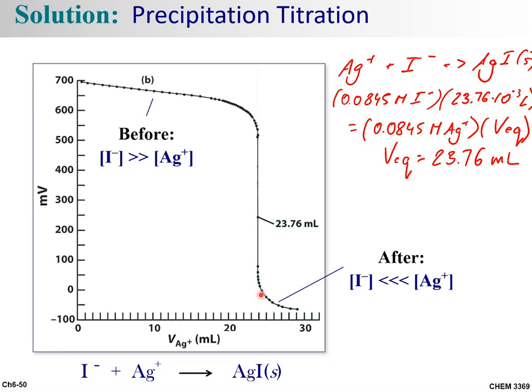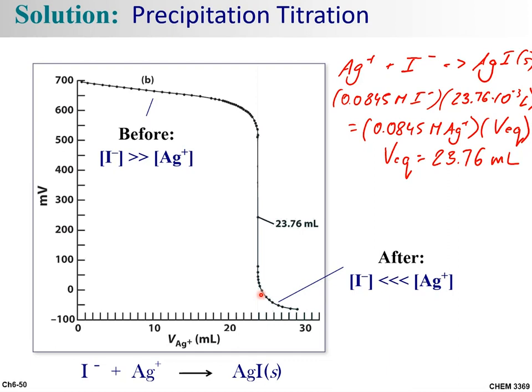Okay? So from the titration, we would have the endpoint, which is the volume of the silver plus. So this is a titrant.